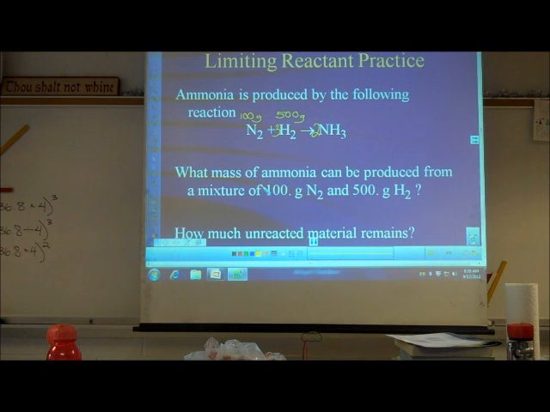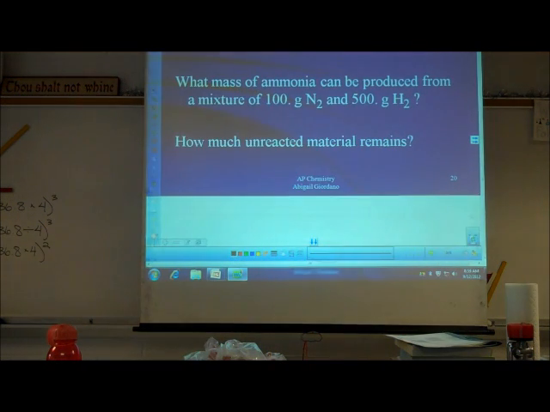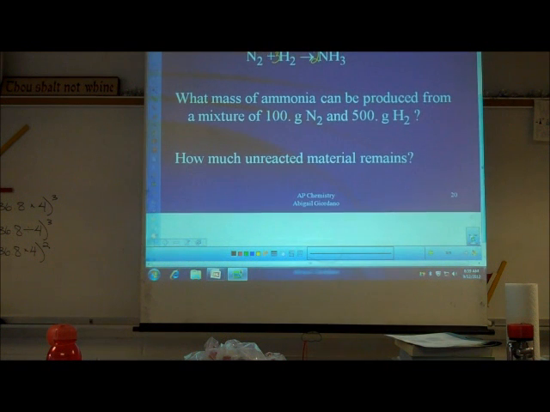The best way in an AP setting to answer these questions is you're going to use both of them. You are going to solve 2 separate stoichiometry problems. Let's start with the nitrogen. We are going to change 100 grams of nitrogen into grams of ammonia. We're going to do a 3-step stoichiometry problem.